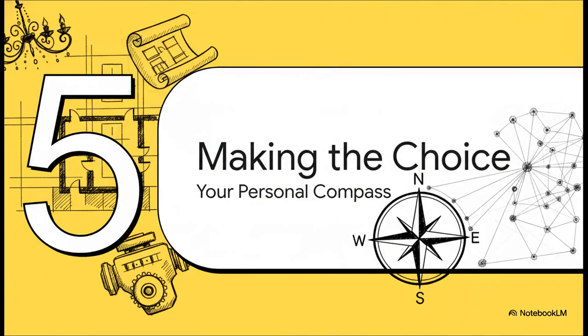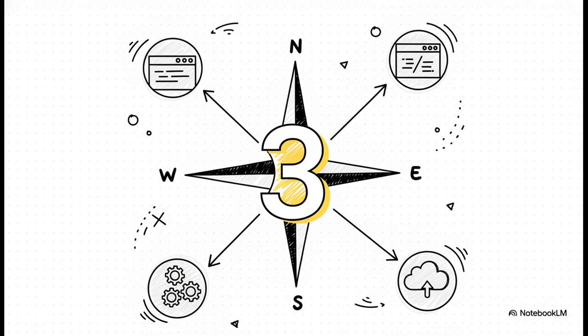So, we've laid out the entire map. We've looked at the foundations, the blueprints, the decor, and the engine room. The big question remains, how do you actually choose? Well, now we're going to give you a compass. And it's really simple. It's a 3-question compass. Anytime you're staring at a technology choice, just run it through this filter. I promise it will almost always point you toward a good decision.